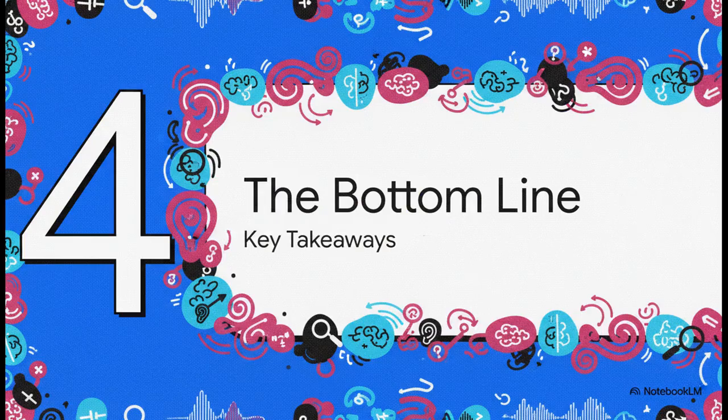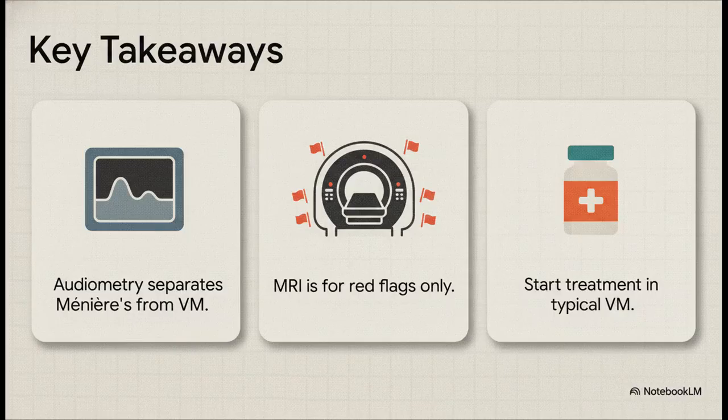Okay, let's wrap this up and bring it all together. Here are the most critical, practice-changing points from everything we've just covered on the differential and investigations. First, use audiometry. It's your number one tool to decisively separate Ménière's disease from vestibular migraine. Second, MRI is for red flags only, period. And third, and this might be the most important takeaway, in a patient with typical vestibular migraine, your best move is to start treatment. Don't get stuck chasing unnecessary tests.